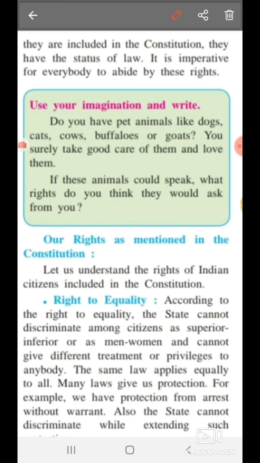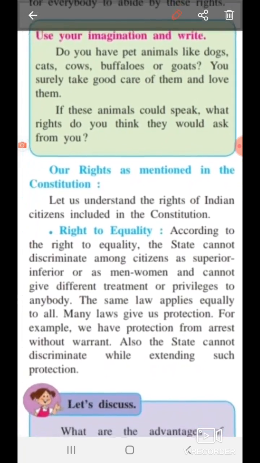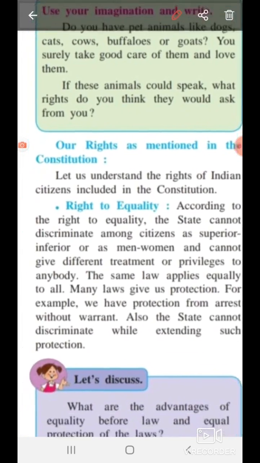The state cannot discriminate or make any difference against any citizen on the grounds of religion, caste, race, sex, descent, meaning origin of a person, or place of birth or residence for government employment. Then the inhuman practice of untouchability that was prevalent in our country has been abolished by the law.